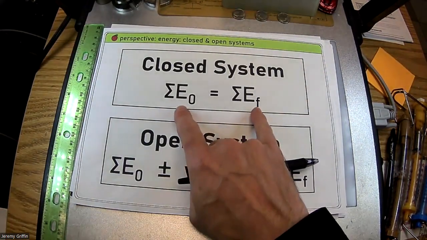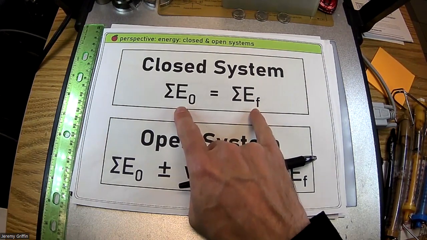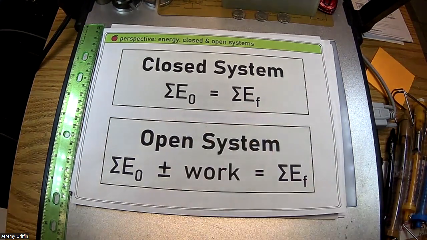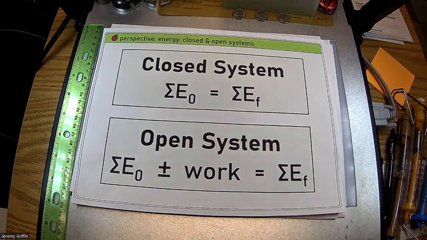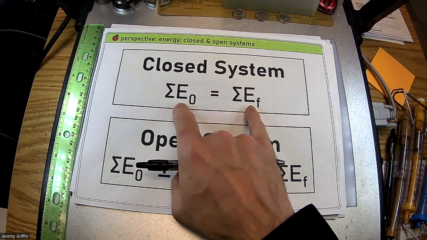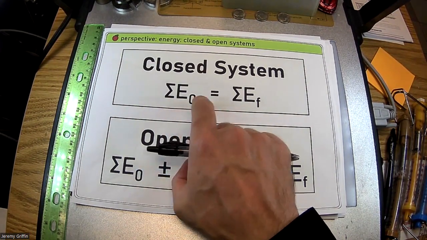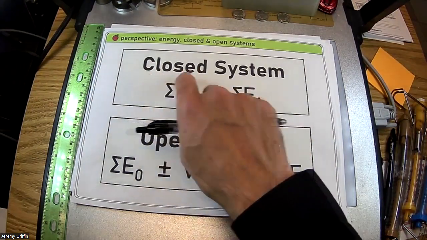Energy is something that you can't create or destroy. Kind of like maybe in chemistry you learn about conservation of mass. This is a similar thought process. Conservation of mass you can use to set up stoichiometry equations. So here I've got conservation of energy: sum of energy initial equals sum of energy final. That's true for a closed system.